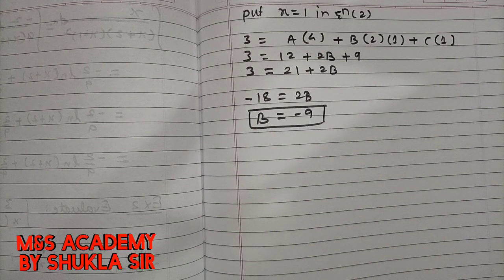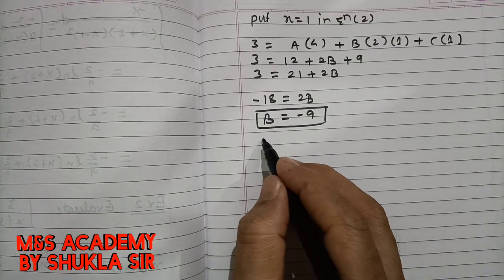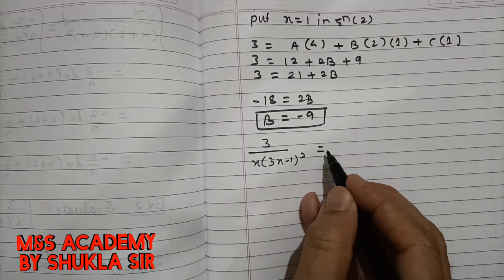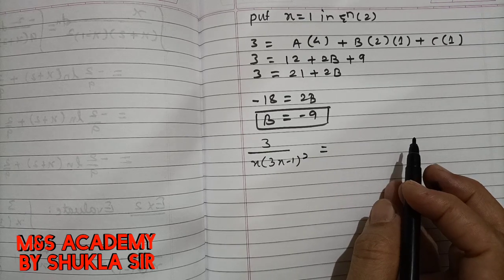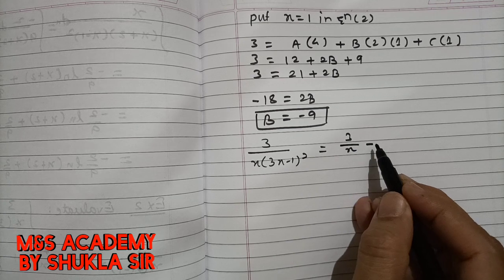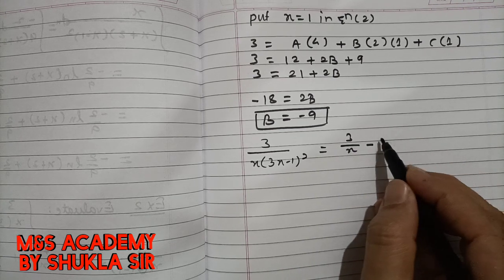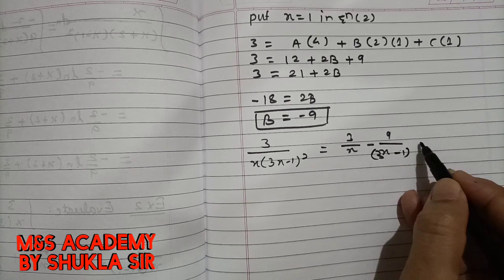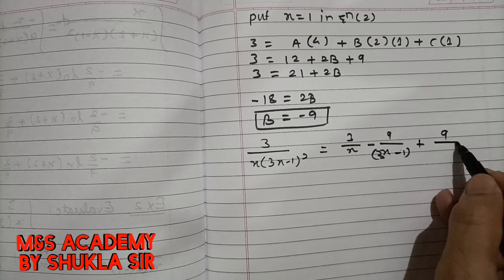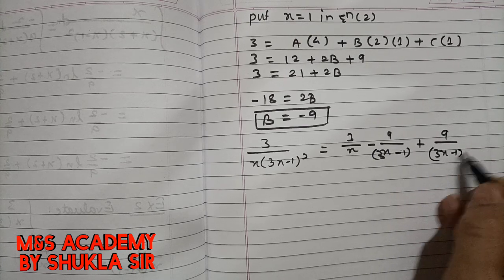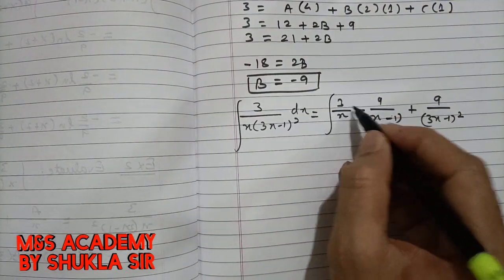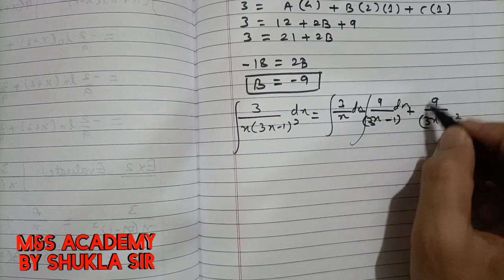Substituting all these values in the expression, you will get 3 by x(3x minus 1) the whole square, which is equal to, the value of a is 3, so 3 by x, the value of b is minus 9, so minus 9 by (3x minus 1), the c value is 9, so 9 by (3x minus 1) the whole square. So integration of this is the same as integration of this, integration of this and integration of this.